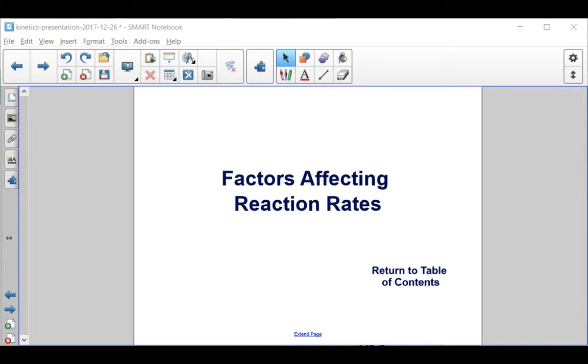This section will discuss the factors affecting the rates of reaction. So what are the things that can increase or decrease the rate of a reaction?